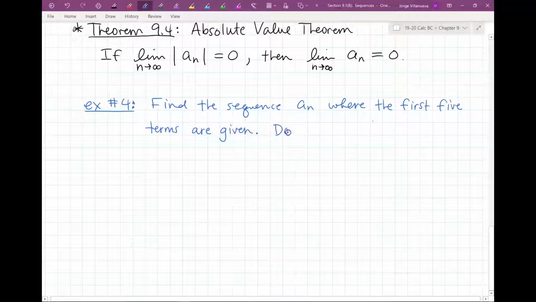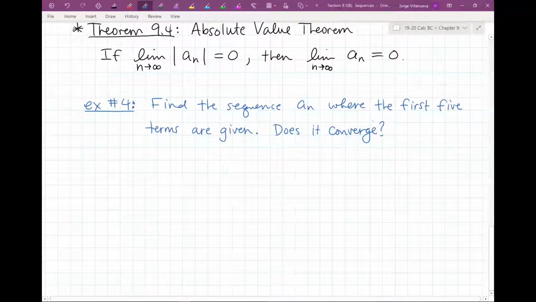And then, does it converge? In other words, does it have an answer? I don't care what the answer is, but just does it have one? Now, you can find the answer, and that's fine, but again, I don't care if it's a 5 or a negative 7 or whatever. Just tell me, does it converge?